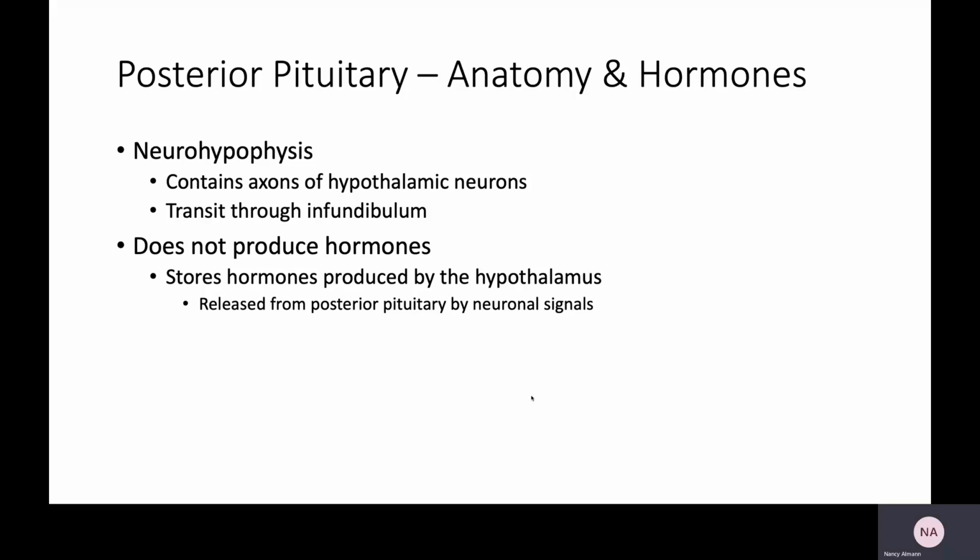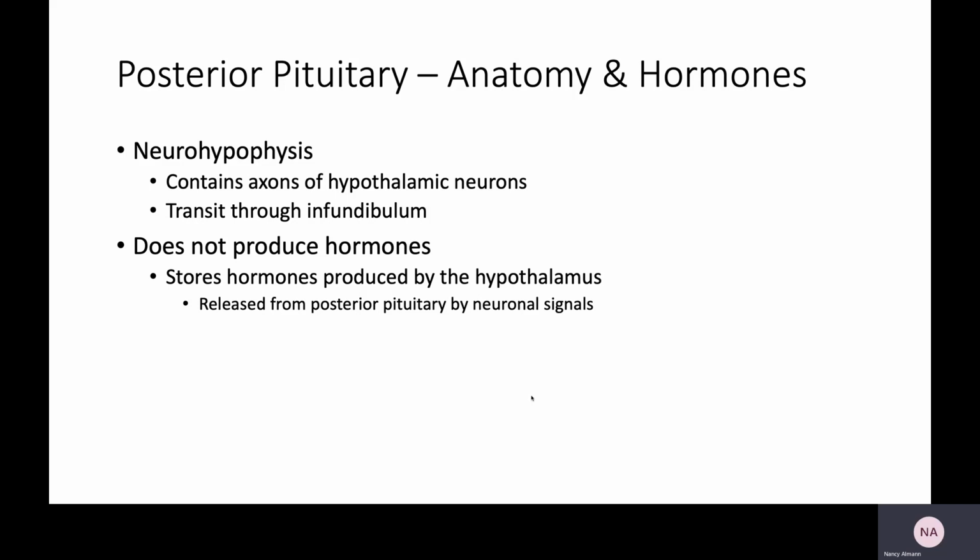The neurohypophysis is simply another name for the posterior pituitary. The reason that it is named neurohypophysis is that it contains the axons of neurons that arise in the hypothalamus. They will travel from the hypothalamus and terminate in the neurohypophysis, and their route is through the infundibulum.